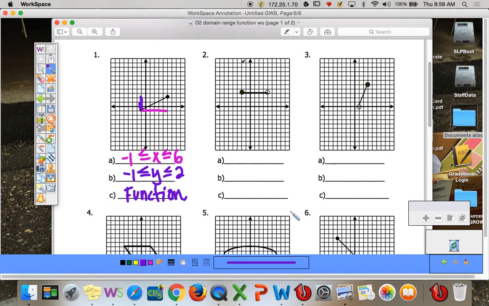All right, so you're going to be doing that for all these problems: domain and range, and yes, it's a function, or no, it's not.